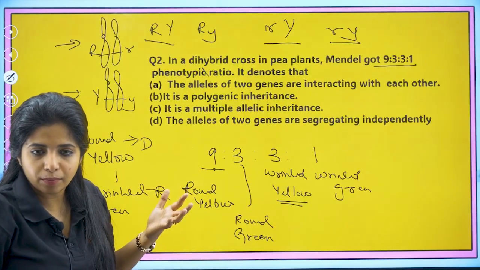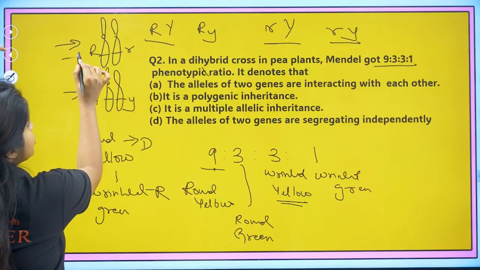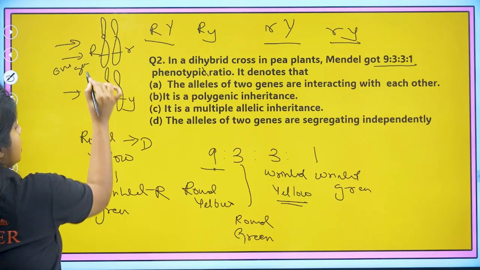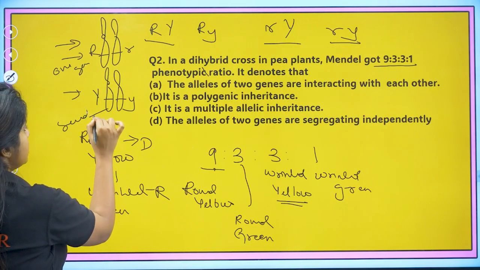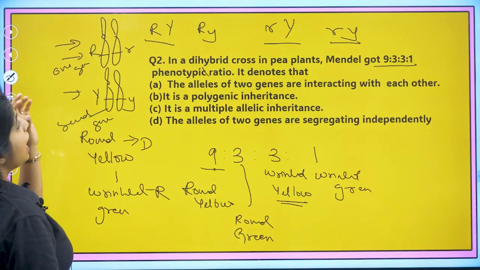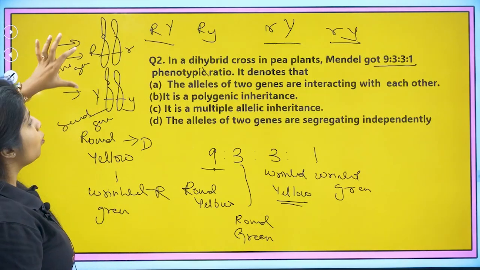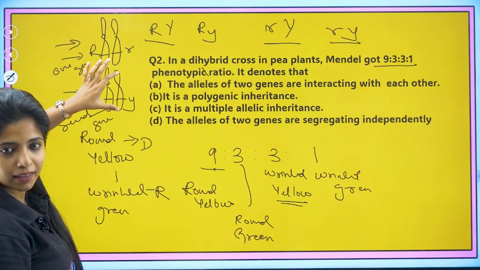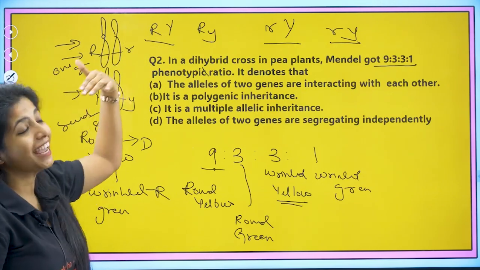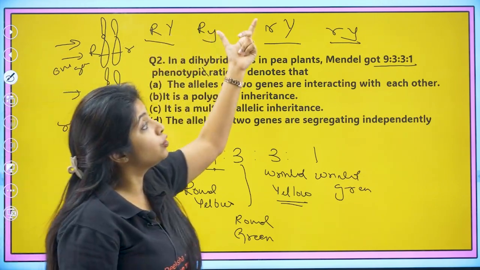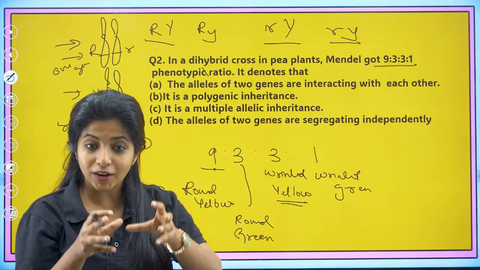So what do you understand from that? These are alleles of one gene, this is one gene, and this is the second gene coding for the second character. It is not like capital R will only go with capital Y. It is independent. From this pair anyone can come, from this pair anyone can come. And when you have newer gametes, these gametes are going to come from here.